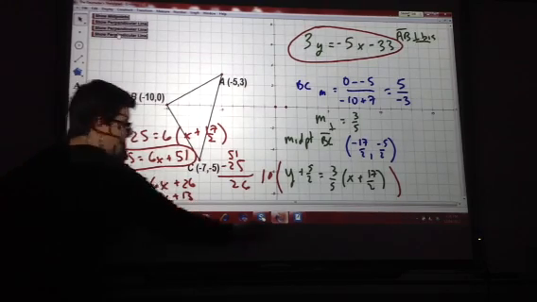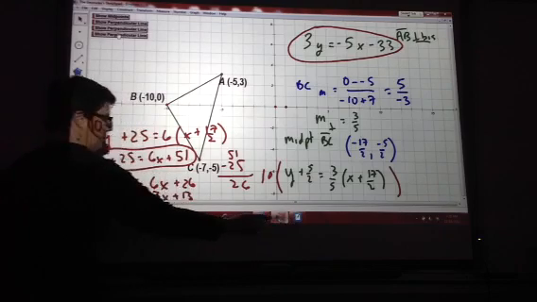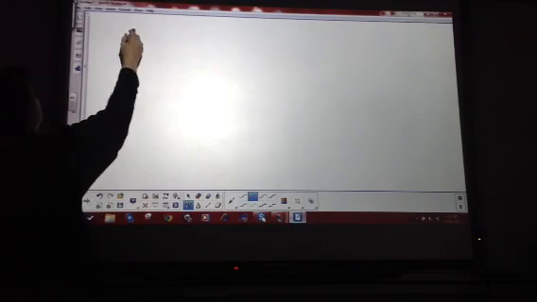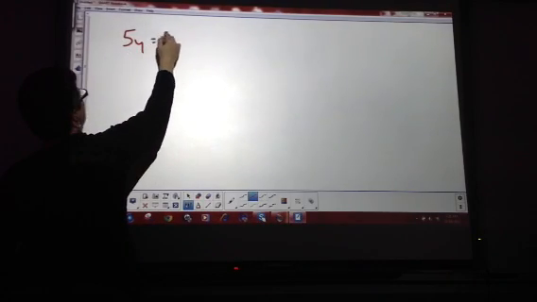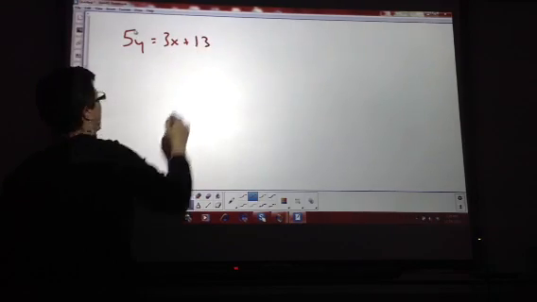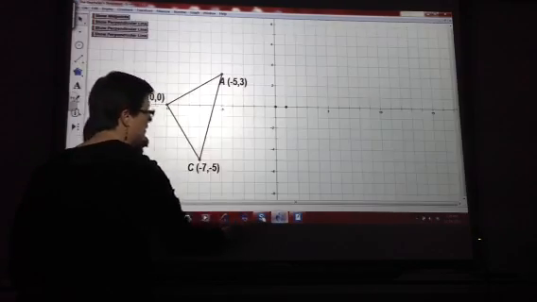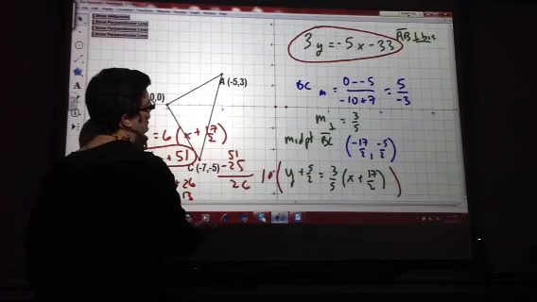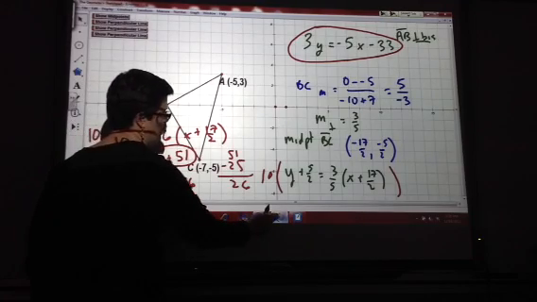I can remember that. So 5y equals 3x plus 13. And then we go to that other equation that was given to us. 3y equals negative 5x minus 33.